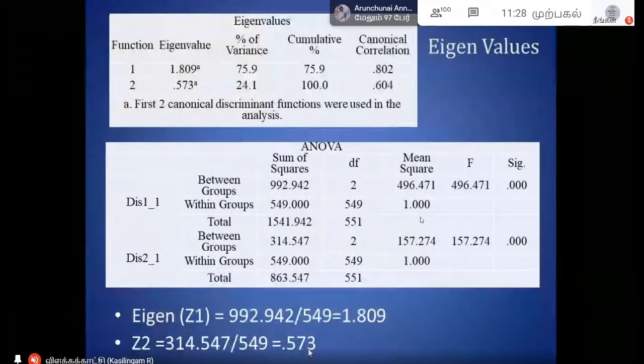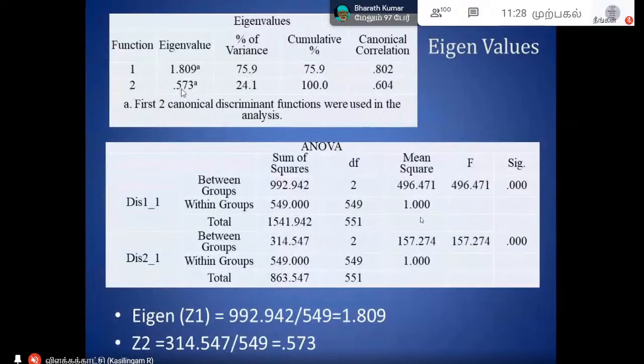Now we need to know how useful each function is. Function 1's eigenvalue captures more of the between groups, which means function 1 is a very good function. Now if you take the overall score, it is like that, and the same for function 2, the eigenvalue of this one.